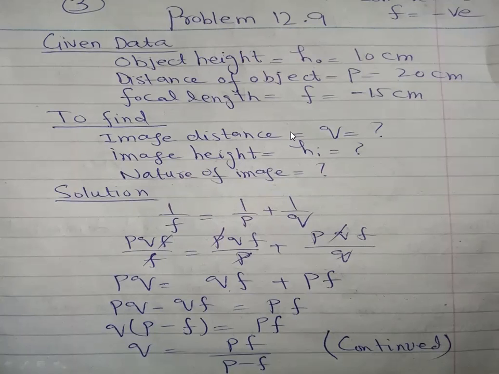So image distance Q is required, image height is required, and nature of the image is required. I will use this formula, 1 over f is equal to 1 over p plus 1 over q. Again, I multiply by pqf on both sides. So what is left? pq minus qf is equal to pf. As I discussed in my last numerical, I did the same thing. Separate out q.